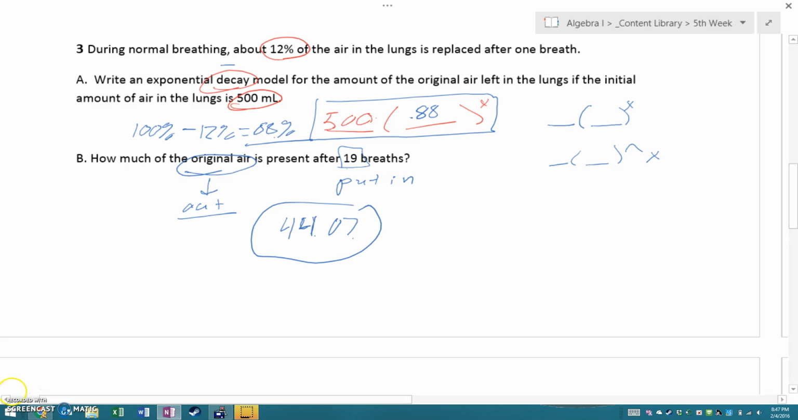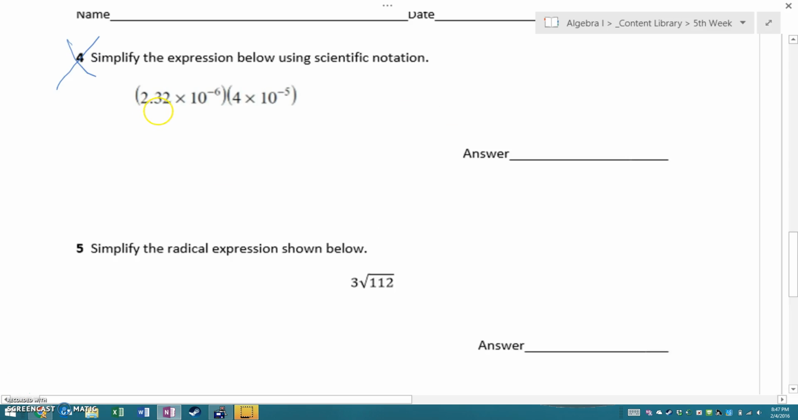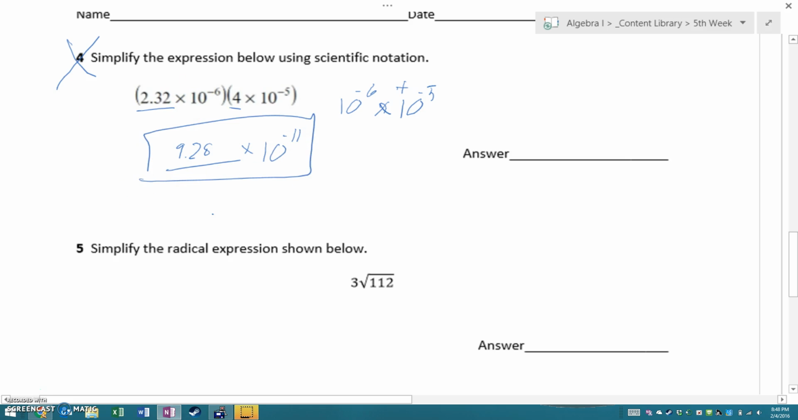All right, moving on to the back. Scientific notation is not on the test, but I'll do it real quick here. This is just multiplication. That number times this number, 9.28. I'm multiplying the tens, 10 to the negative 6 times 10 to the negative 5. I'm going to add the exponents up. That'd be 10 to the negative 11. That's much easier than doing addition or subtraction.